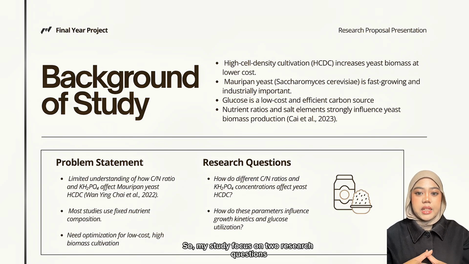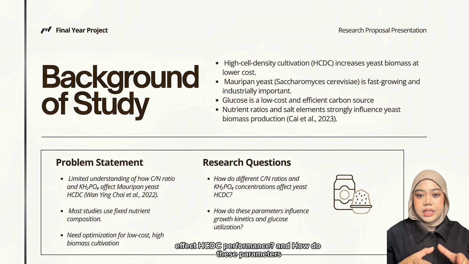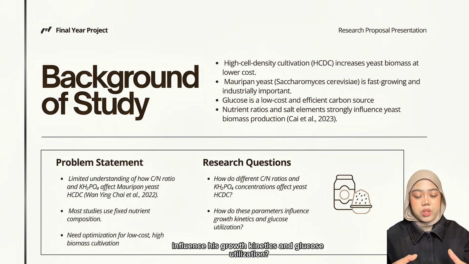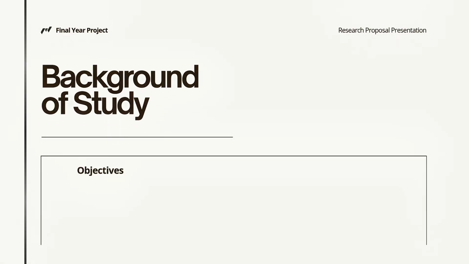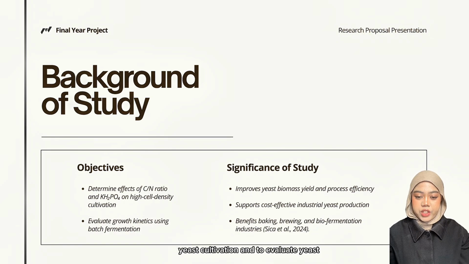So, my study focused on two research questions, which is how two different CN ratios and KH2PO4 concentration affect HCDC performance, and how do these parameters influence yeast growth kinetics and glucose utilization. Based on that, my objectives are to determine the effect of CN ratio and KH2PO4 on high cell density yeast cultivation, and to evaluate yeast growth kinetic using batch fermentation.